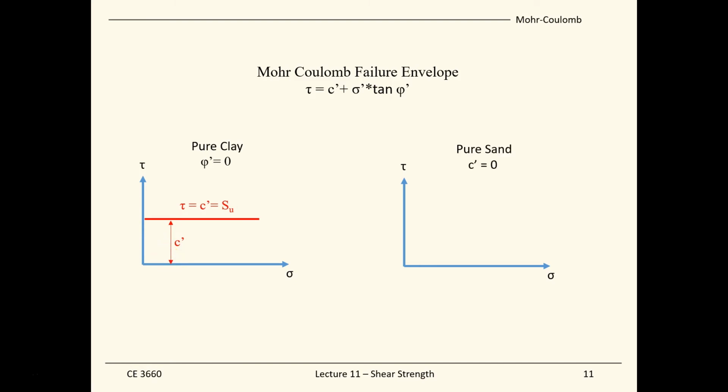For pure sand, there is another extreme. In this case, all the strength comes from the frictional force between the grains sliding against each other. So there's no cohesion for sand. For that case, our failure envelope becomes a straight line with a slope of tangent phi, and there will be no y-intercept because cohesion is equal to 0.